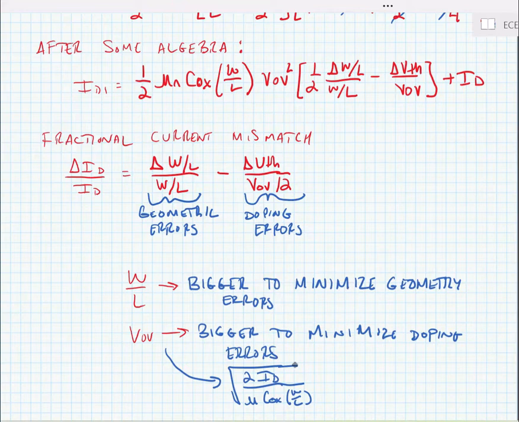Now, all of these things are true even if we're making, say, differential pairs. We want our differential pairs to match. And if we want our differential pairs to match, it tells us that we want bigger transistors, and we also want bigger VOV. All right, so we're going to stop there for this video. And in the next video, we'll look at the large signal behavior of our source coupled pair that we've been looking at for the past few days.